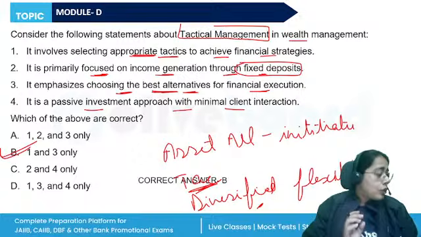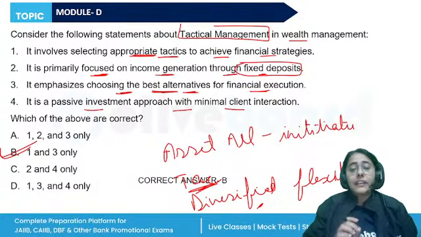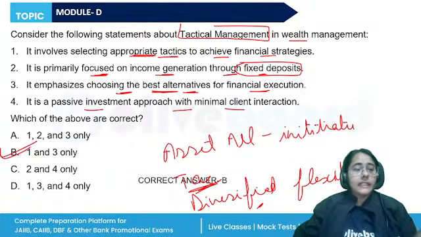Do not be quick to answer. Read the statements carefully and then answer, please. Otherwise, you will lose easy marks in your exam. Questions are not tough. All you need to do is read carefully. You have studied everything. So the correct answer is B, 1 and 3. Statements 2 and 4 are incorrect.